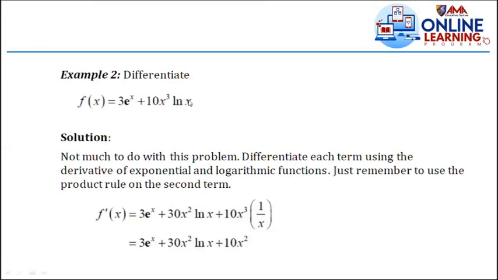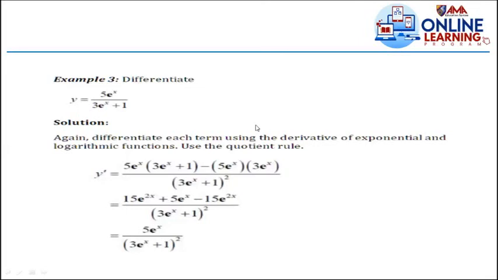Derivative ng ln x or ln u is equal to 1 all over u multiplied by du all over dx, but that's equivalent to 1. So 1 all over x. So simplified further, we have 3e to the x plus 30x squared ln x plus 10x cubed over x, we're going to cancel. What's left will be 10x squared. So that is our first derivative.